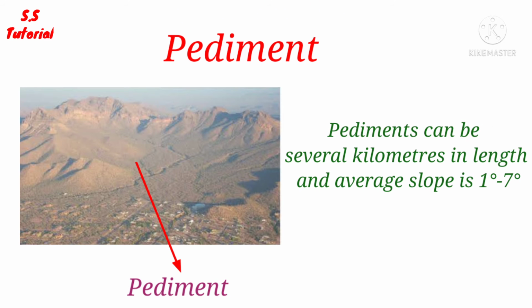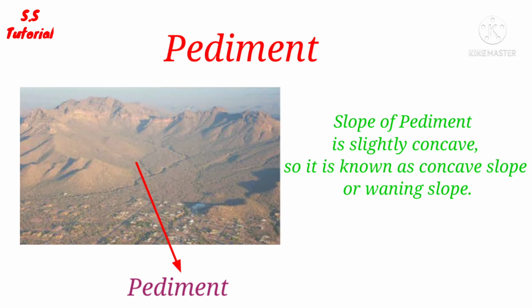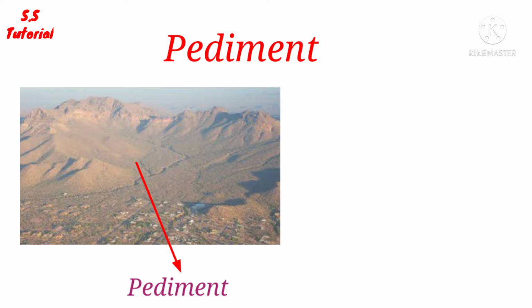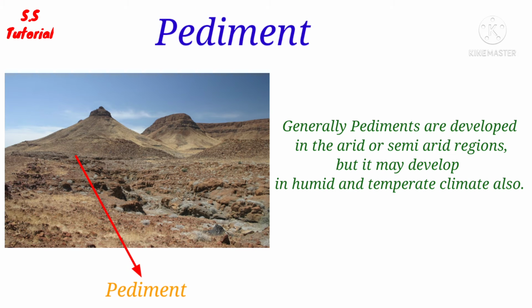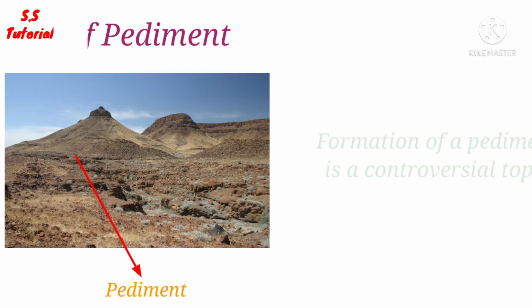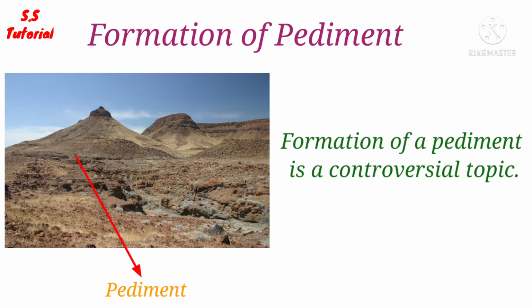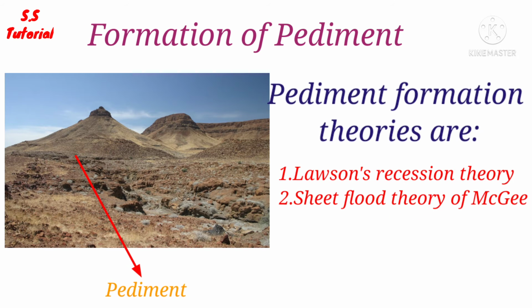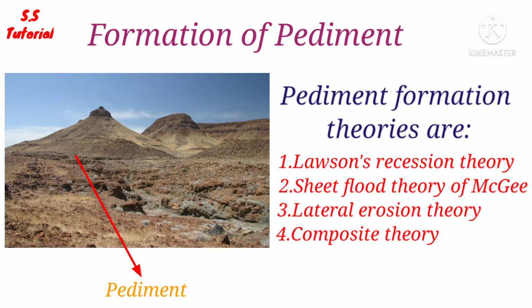A pediment may be several kilometers in length and the average slope is 1 degree to 7 degrees. It is slightly concave. That's why a pediment is known as a concave slope or a waning slope. Basically, pediments are found in arid or semi-arid regions. However, most recent research says that they can be developed in temperate or humid climates also. Formation of a pediment is a controversial topic even today. There are several theories for the development of pediment.